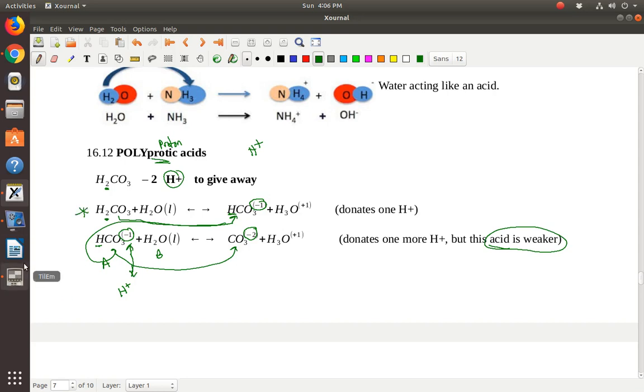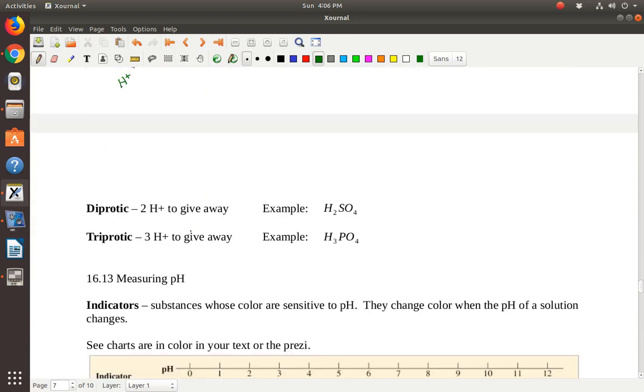So polyprotic just means it has more than one hydrogen, more than one proton to give away. Diprotic is specific: 2 protons to give away. Triprotic, 3 protons to give away. Here's a diprotic acid, it has 2 protons. Here's a triprotic acid, it has 3 protons.